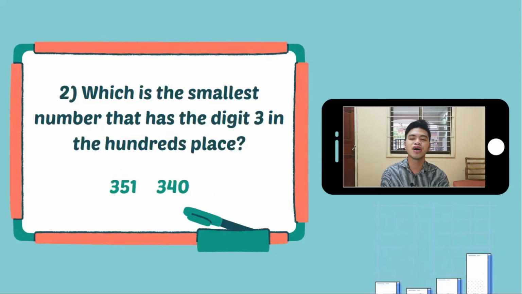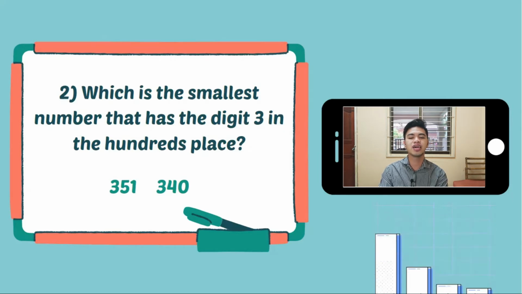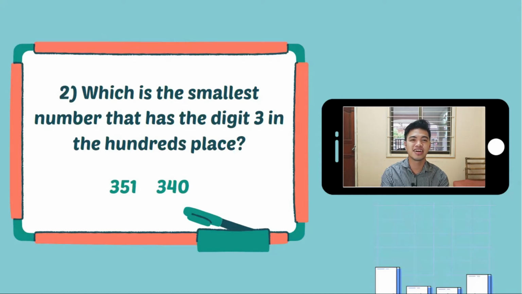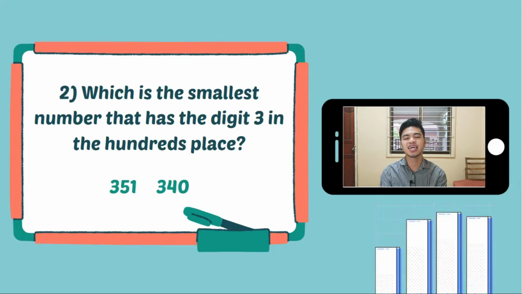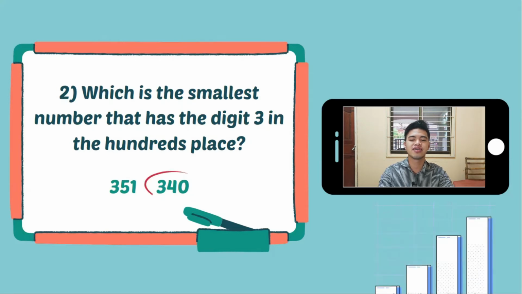For the number 2, which is the smallest number that has the digit 3 in the hundreds place? For this category, we only have 2 numbers which are 351 and 340. Here we're going to compare which is smaller between them. So we have 351 and 340. Which is the smaller among them? Of course, the correct answer is 340. So encircle 340.